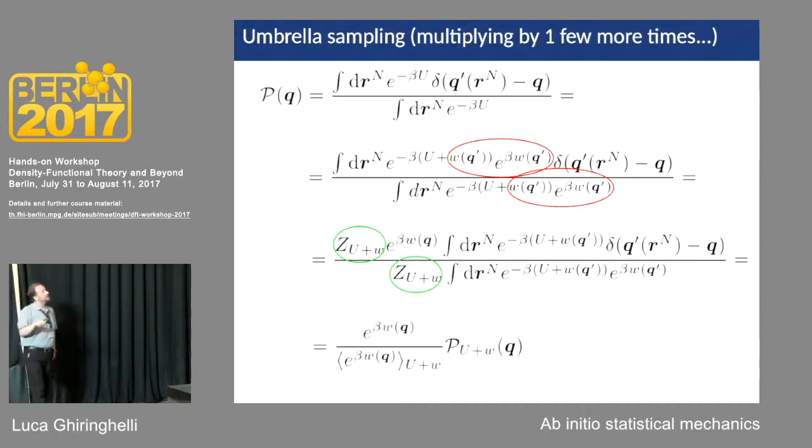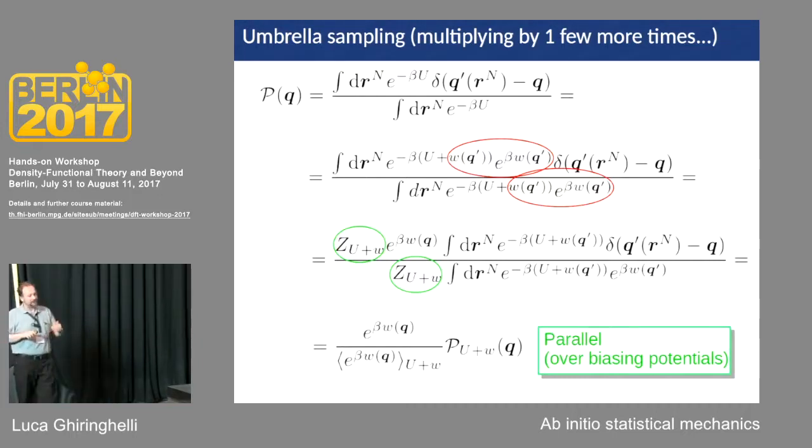So the probability that the system has a certain value there, with a certain Hamiltonian U, is related to the probability of the system with a different Hamiltonian, reweighted by these two terms here.